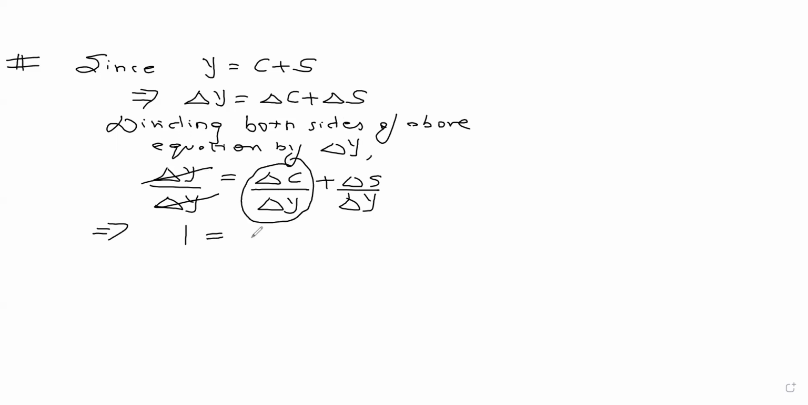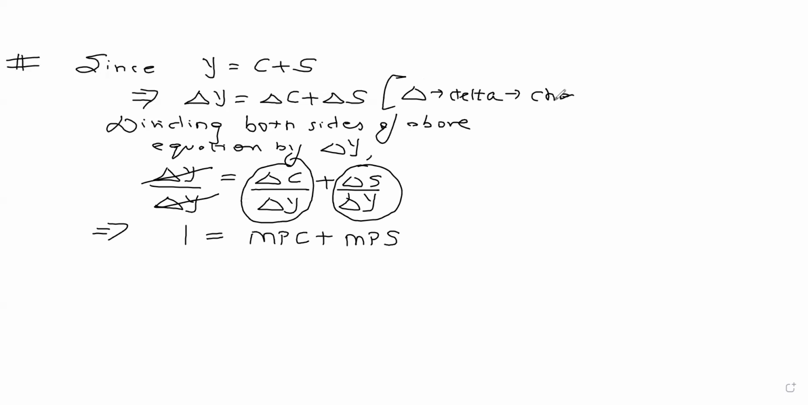Delta c by delta y mathematically is the formula for marginal propensity to consume. Delta s by delta y is nothing but the formula for marginal propensity to save. Delta here means the change. This is the delta symbol, which captures the change. So I can say that the sum of MPC and MPS should be equal to 1.